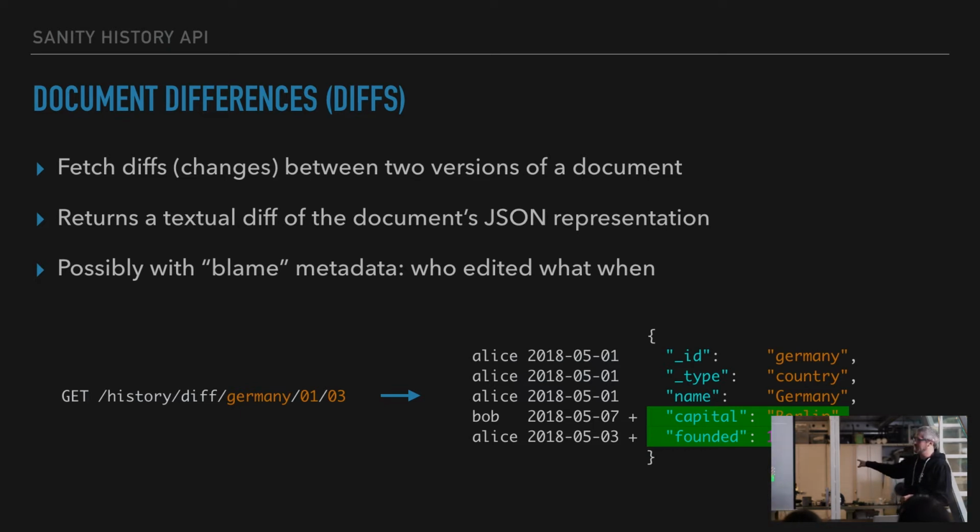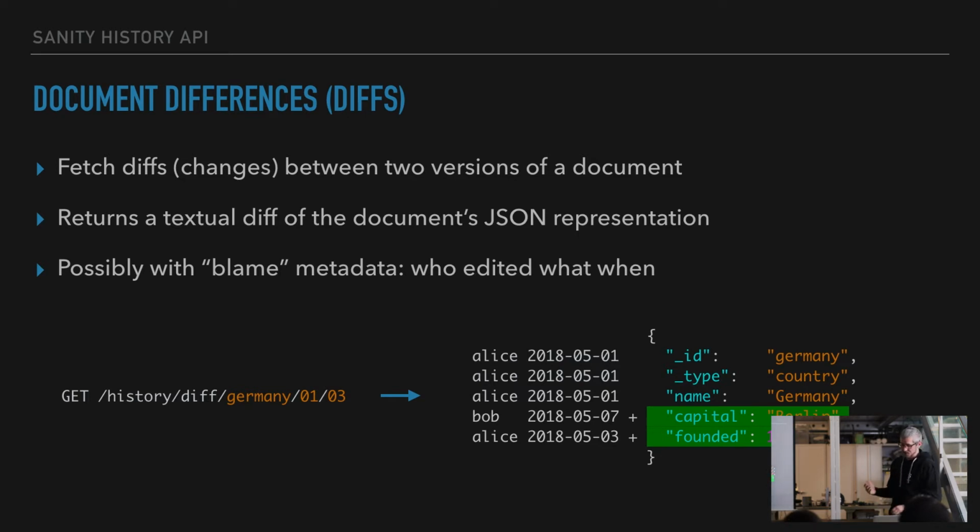Highlighted in green are the two fields that were added between the first and the third revisions, while the three fields on top weren't changed during those revisions. Those are as they originally were. And on the left-hand side there, you can see the so-called blame view, which shows which user was responsible for originally introducing that field and the time it happened. So you can see that Alice was the one that originally added the 3 fields on the top. And then on May 3rd, Alice added the founded field, and then Bob on May 7th added the capital field.